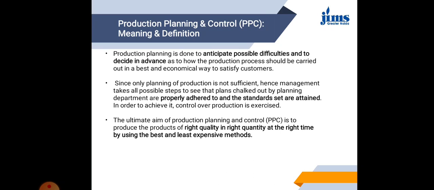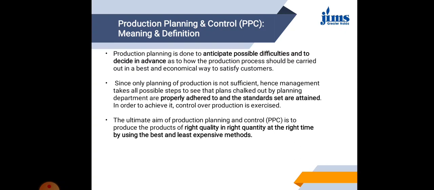Production planning is done to anticipate possible difficulties and to decide in advance as to how the production process will be carried out in the best possible and economical way so that the customers can be satisfied with the products that are produced in the factory. Since only planning of production is not sufficient, hence there has to be a mechanism of properly adhering to and following these standards, and that is called production control.